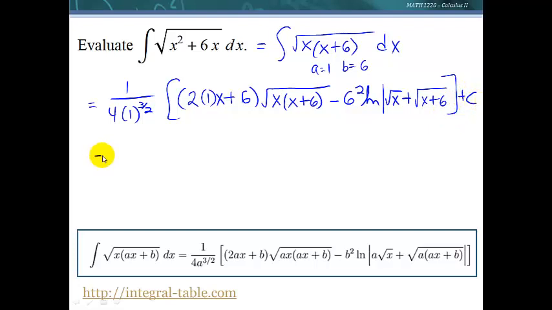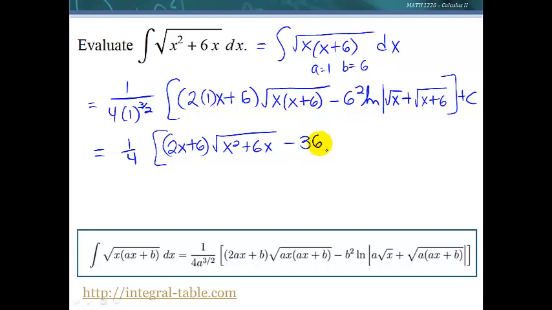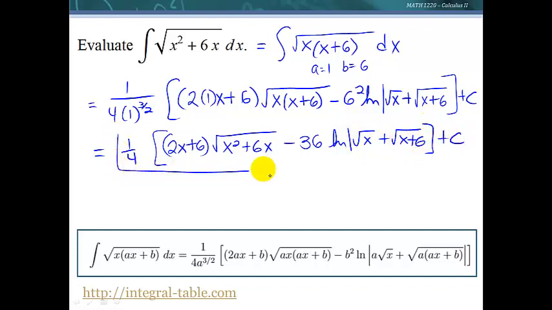So let's see what we can do then to simplify this, and we've got it. So this is going to be 1/4 and then multiplied by 2x plus 6, and we can either leave this factored or we can multiply it back out. I think I'm going to go ahead and multiply it back out, kind of have it match the first thing we started with, but doesn't matter. 36 natural log square root of x plus square root of x plus 6 plus a constant.